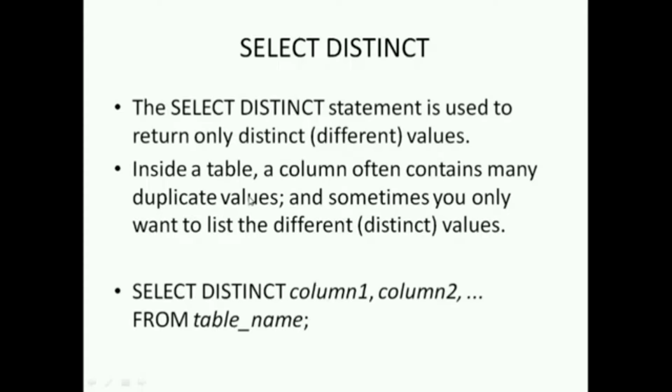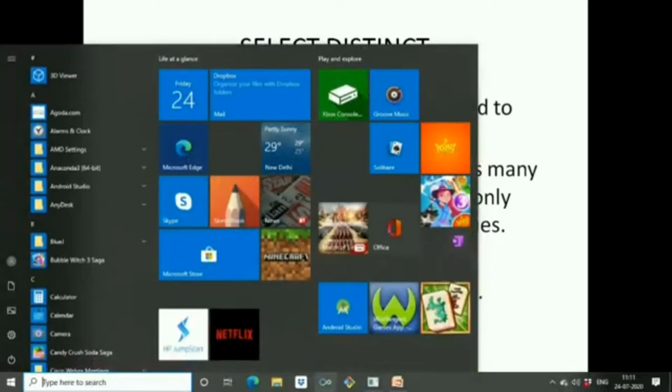And inside a table, a column often contains many duplicate values, and sometimes you only want to list the different values. So आप ये चीज सिर्फ columns के लिए भी apply कर सकते हैं या फिर पूरे database के लिए भी apply कर सकते हैं. So the syntax is like this: select distinct, then columns, then from table. So I'll just show this to you in my database.